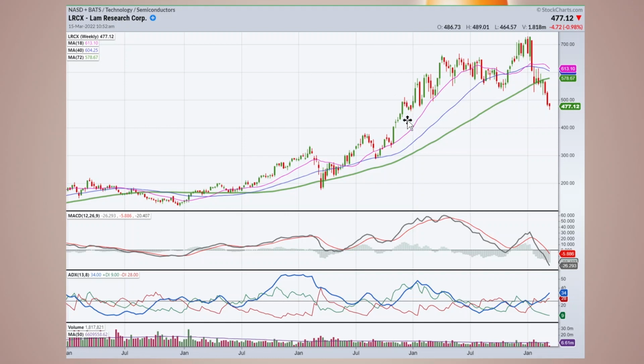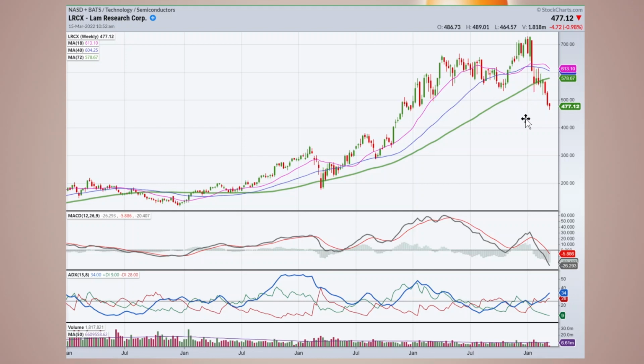And Lam Research represents to me a stock that, if I'm going to play this pattern right here, I mean, we just broke this green line. It represents the 18-month moving average. You can see what's taking place with the weekly lines. We have an 18 and a 40 that have rolled over here.